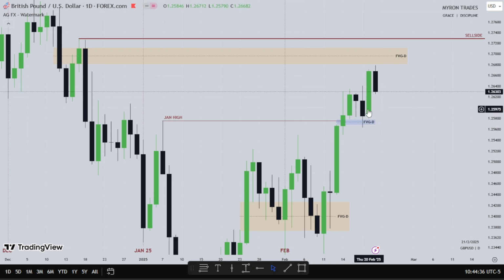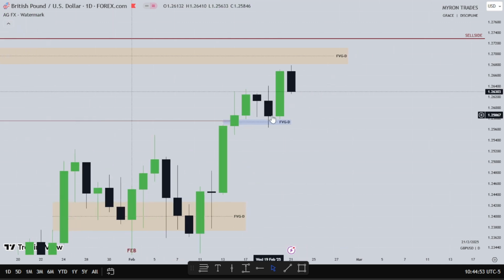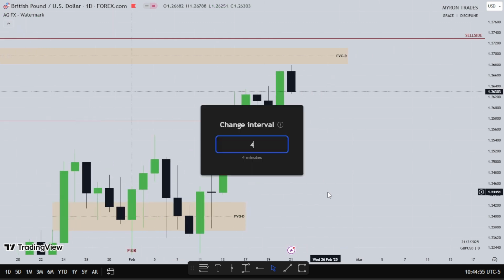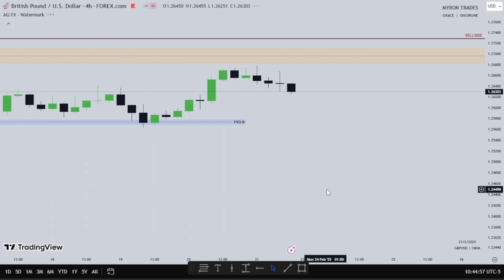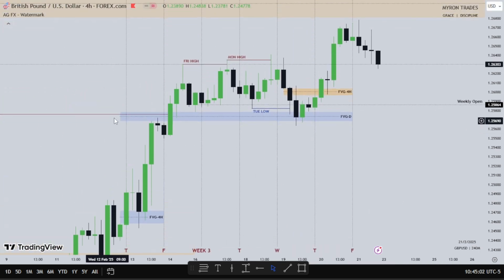So if the dollar was bearish on Thursday, GU was bullish on Thursday, EU was bullish on Thursday as well. The dollar was bullish from Monday to Wednesday. Let's head down to the 4-hour time frame and see what price did.